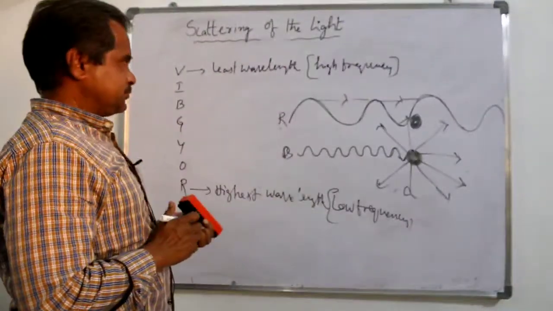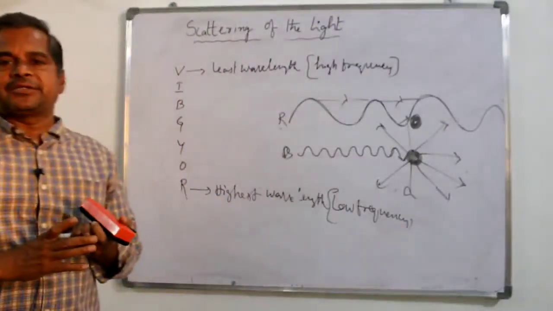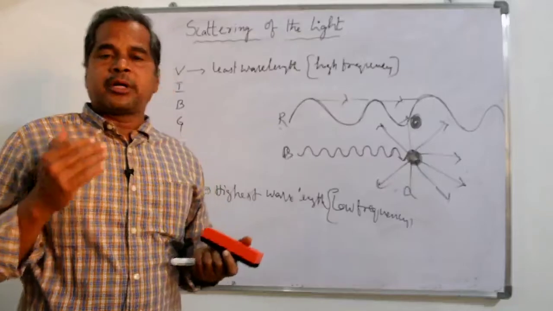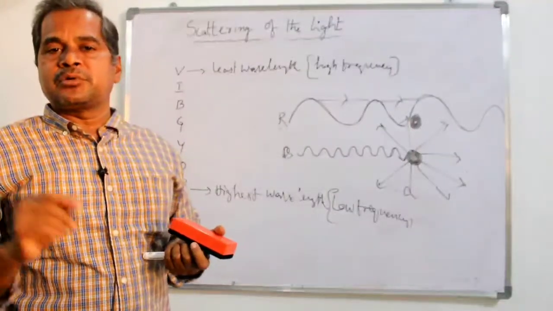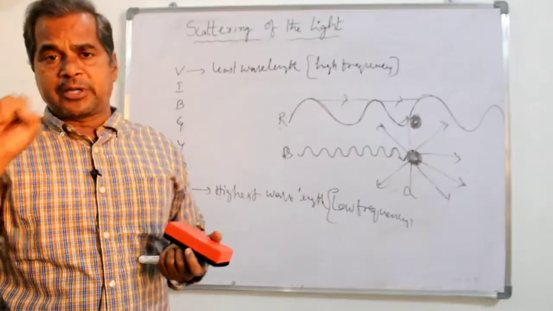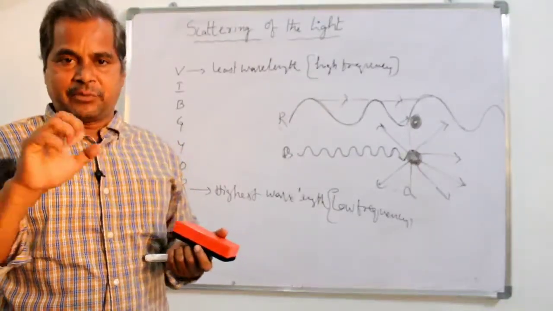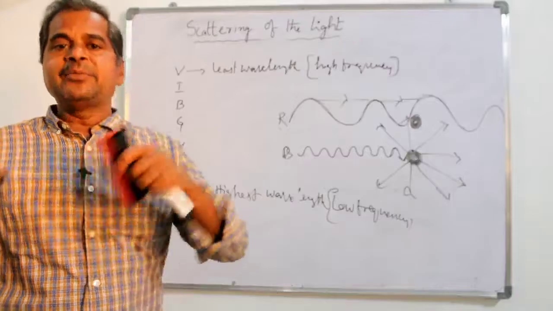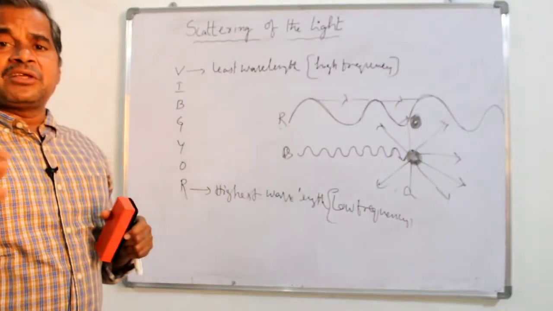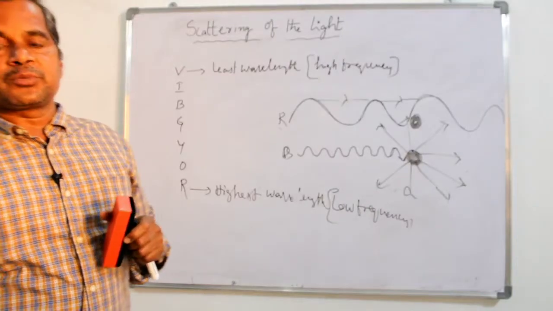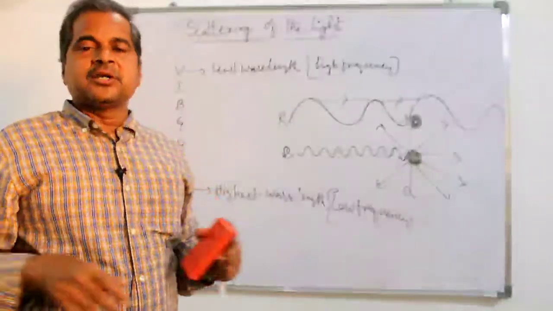So any light ray which comes from any light source and is incident on any particle of the medium, if its wavelength is comparable to the size of the particle, then the particle absorbs some light energy from that light wave and emits it in all directions. This phenomenon is known as scattering. If the wavelength is not comparable to the size of those particles, scattering does not occur.